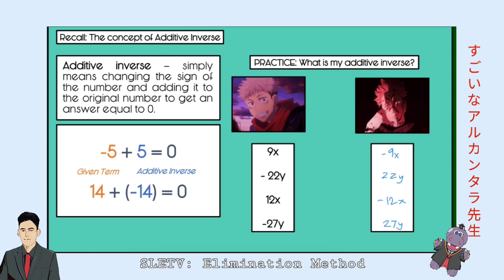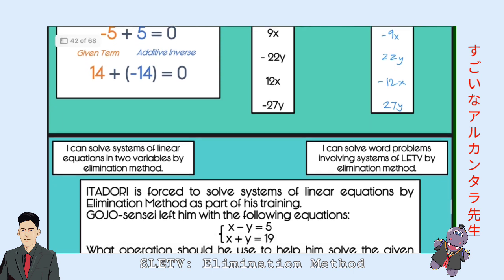Again, the important concept here with the opposites and the additive inverse is that these two things are the same except for their signs. And when you combine them by addition or subtraction, the answer is 0. So that is our goal. Now we will apply these skills in applying the concept of the elimination method.